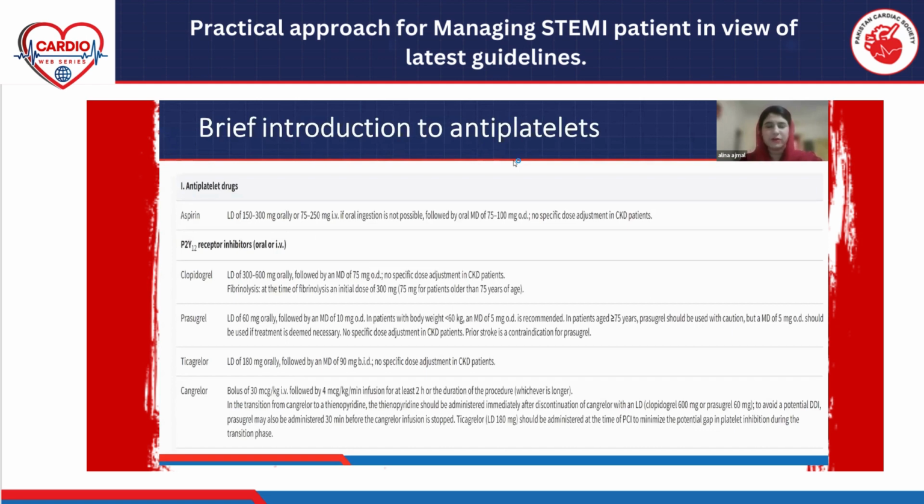We are going to have a brief introduction to antiplatelets because in this webinar, we also have some postgraduates who should know how much antiplatelet to give. So aspirin is 300 milligrams, clopidogrel is 300 to 600 milligrams, prasugrel is a 60 milligram loading dose, and ticagrelor is 180 milligrams orally.